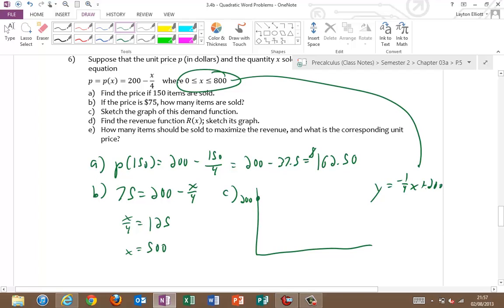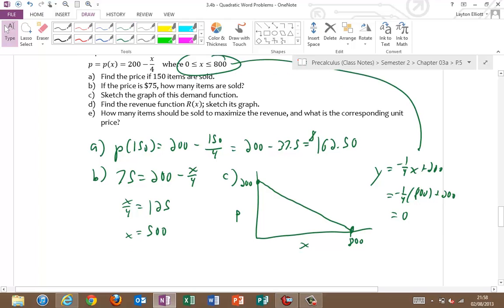Actually, it gives me a domain. It tells me it's in between 0 and 800. So I've already plugged 0 in. Let's plug 800 in. If I go 800, negative 1/4 times 800 plus 200, I get 0. That is the x-intercept. So we'll say this is 800. This is x and this is p. And just a linear function right there. That's a sketch of it.